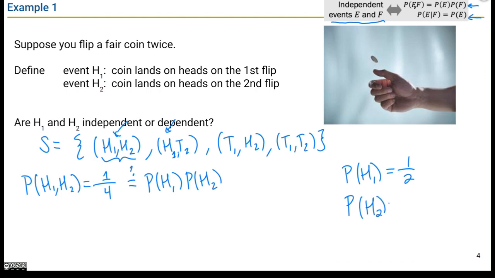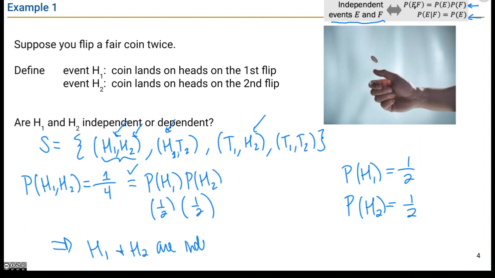And similarly, if I get heads second, 2 out of the 4 outcomes have heads second. So again, a 1/2 probability. And this is therefore 1/2 times 1/2. So I'm going to write this as yes. So therefore H1 and H2 are independent. And sometimes you'll see us use this notation where we do a double bar like this, a straight line, and H2. This also means independent.